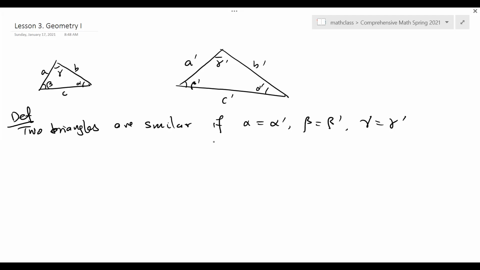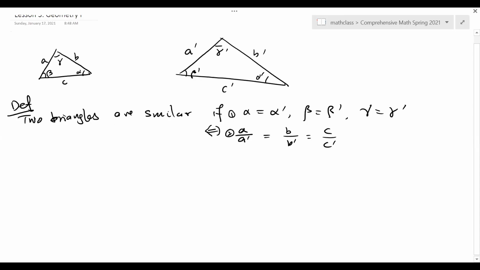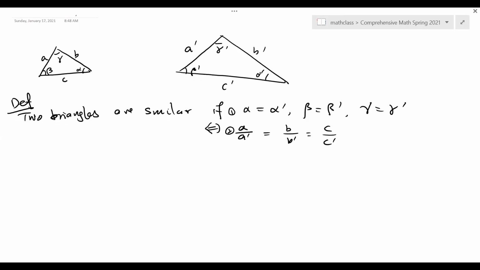This will be equivalent to the following: A over A prime equals B over B prime equals C over C prime. So those two conditions are equivalent. If the corresponding angles are equal, then the two triangles are similar, and the ratio of the corresponding sides are equal. That's the first property. We can use this to solve problems very quickly.